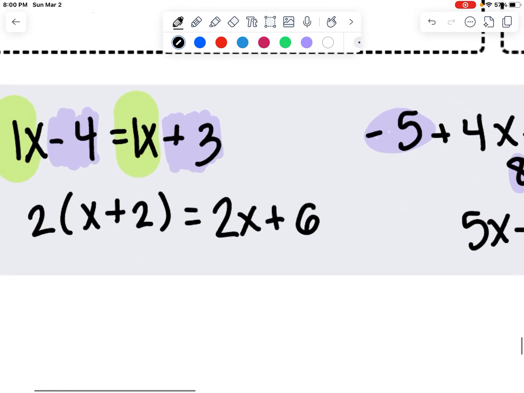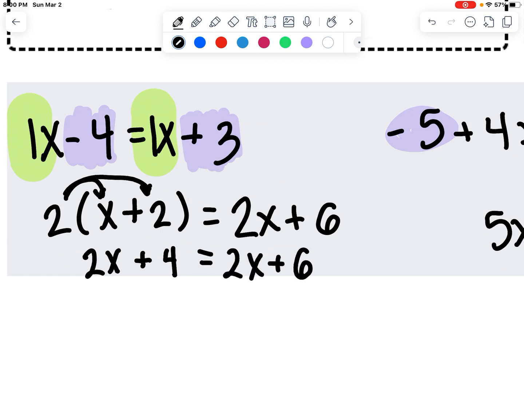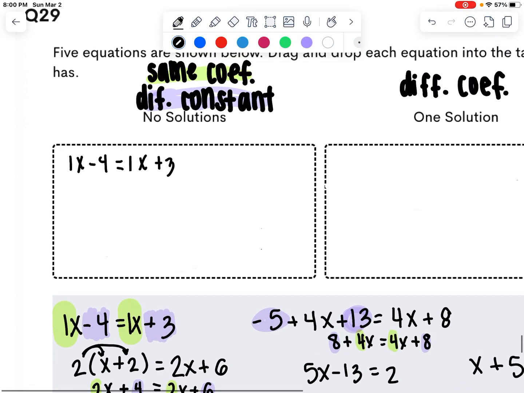All right, let's move on to this one. This one, I have something to distribute, so I need to do that first. Gonna distribute my 2 to both my x and my 2. So now I have 2x plus 4 equals 2x plus 6. My coefficients, I have 2 and 2. Those are the same. My constants, I have 4 and 6. So once again, I'm looking for same coefficient, different constant. That is going to land us in the no solutions box. So I would go ahead and drag and drop that over.